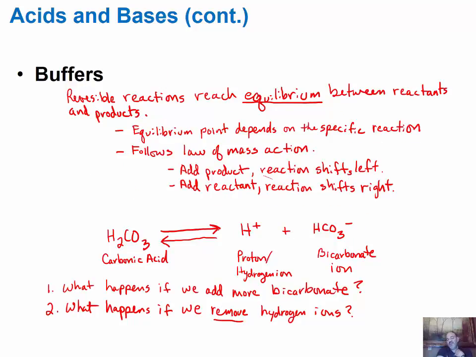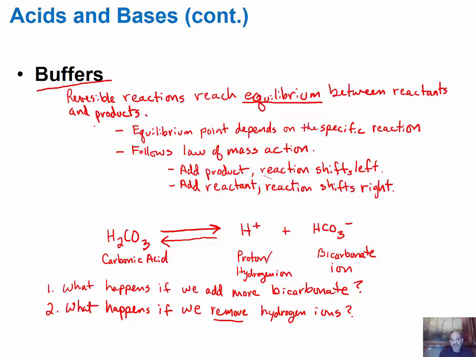So with acids and bases, another concept comes up called buffers. And buffers are important in our system because they help prevent pH from changing wildly. If the pH changes too much, that can be a disaster, because your metabolism will not work correctly, because your enzymes will change shape, and your enzymes are what help regulate your metabolism.